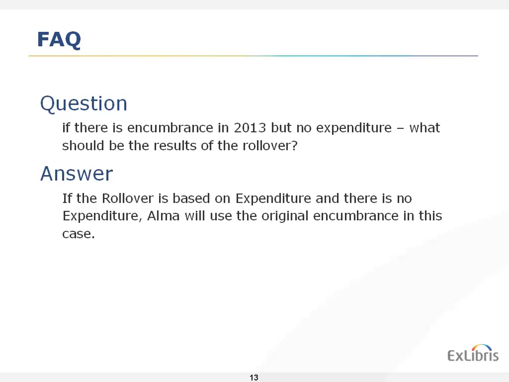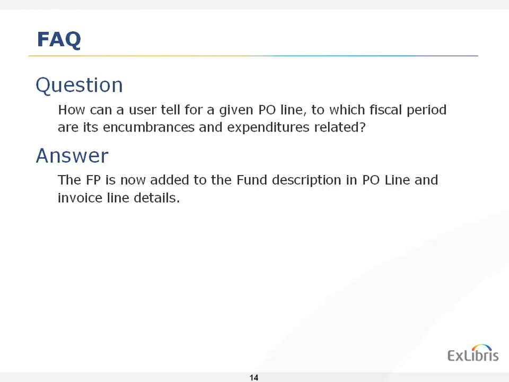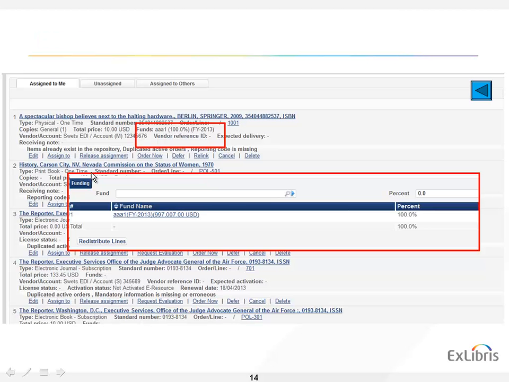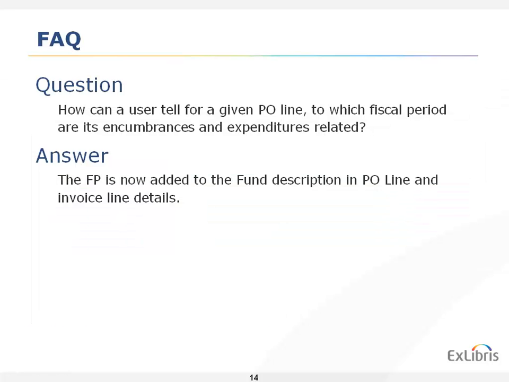If there is an encumbrance in 2013 but no expenditure, what would be the result of the rollover? The rollover is based on expenditure, and if there is no expenditure, Alma will use the original encumbrance in this case. How can a user tell for a given PO line for which fiscal period the encumbrance and the expenditures are related to? We added to the fund the fiscal period it belongs to. If you look here, you see that the fund AAA1 belongs to fiscal year 2013, and it's also in the fund list and wherever a fund is displayed. It will be easier for the user to understand which fiscal period this fund belongs to.